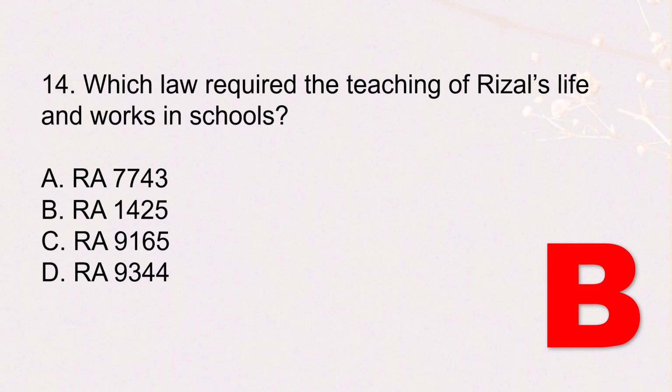Okay, so the correct answer is letter B. The Rizal Law, or RA 1425, mandates the teaching of Rizal's life, particularly his novels, in schools. For letter A, RA 7743 is about library development. RA 9165 concerns dangerous drugs, and RA 9344 pertains to juvenile justice. So only letter B is the best answer.